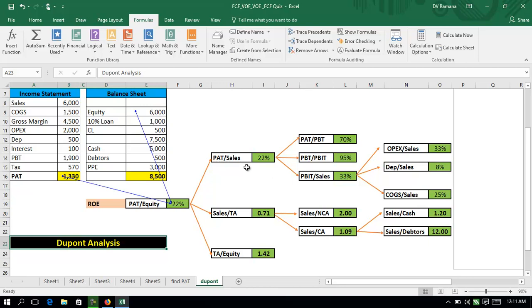Here we calculated about 10 to 15 ratios, but depending on the complexity and comprehensiveness of the financial statements, we can have several more ratios to strengthen the interpretation of return on equity, and that is called the DuPont framework.